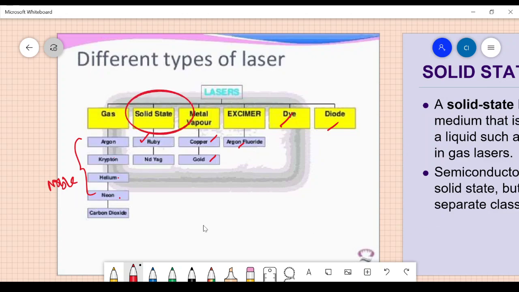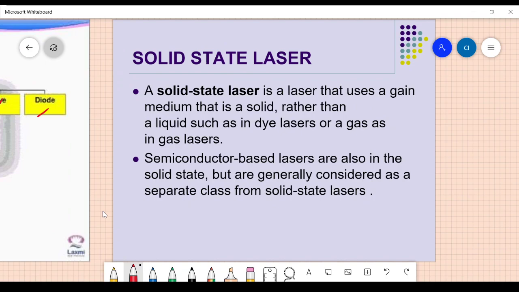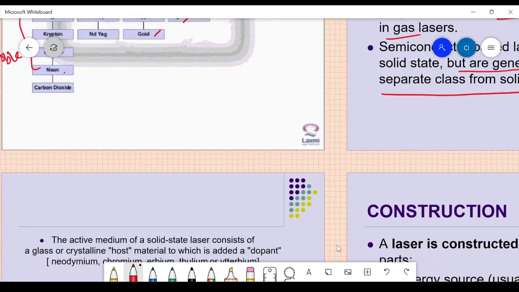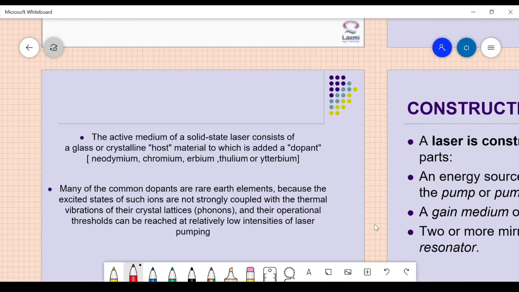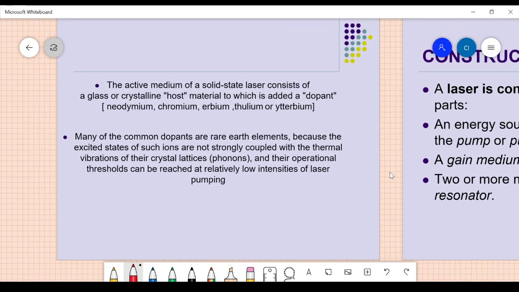So let us see what the solid state laser is all about. It's a laser that uses a gain medium that is solid, rather than a liquid such as in a dye laser, or a gas as in a gas laser. So it uses a solid medium. That's what you have to say. Semiconductor based lasers are also solid state, but are generally considered a separate class from solid state lasers. Usually semiconductors are also called that, but they have a separate classification.